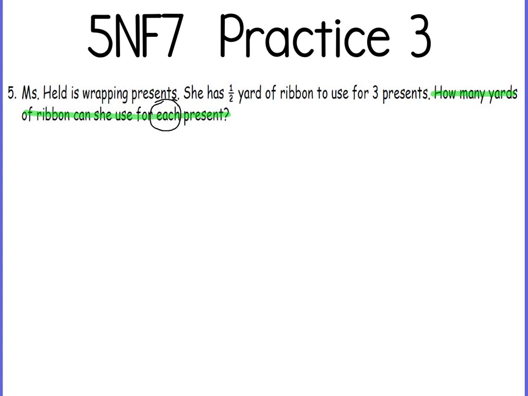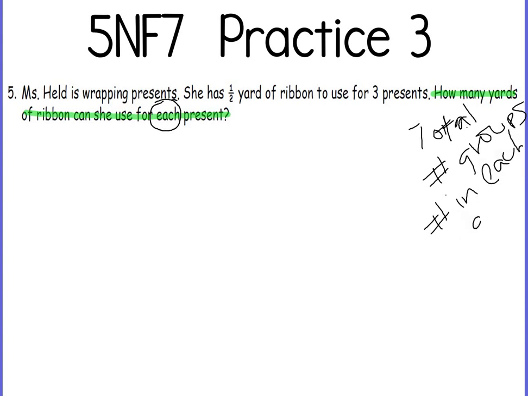Or I can say I have 20 total people. I put them in 4 groups each. How many are in each group? Then I use division. So I have to look at what I have. Do I have a total, or do I have the number of groups, or the number in each group? Depending on what I have, that's going to tell me which operation I'm going to use.